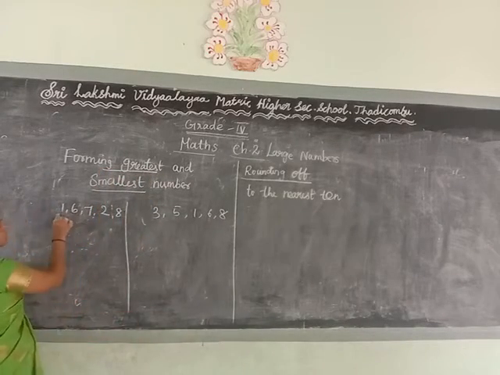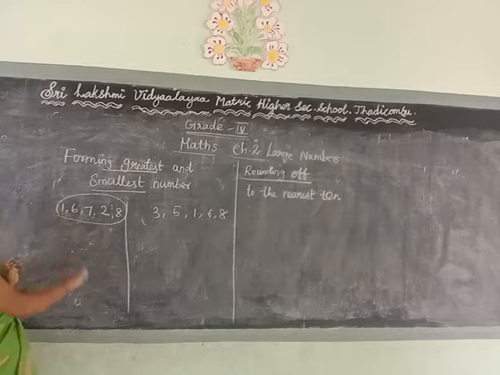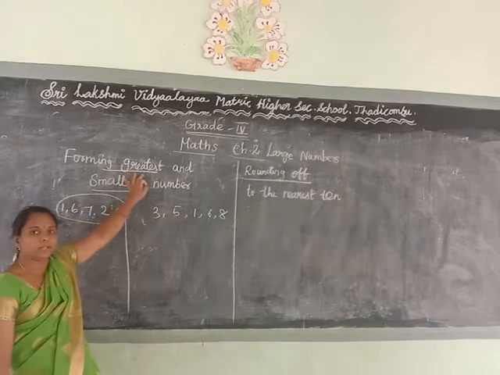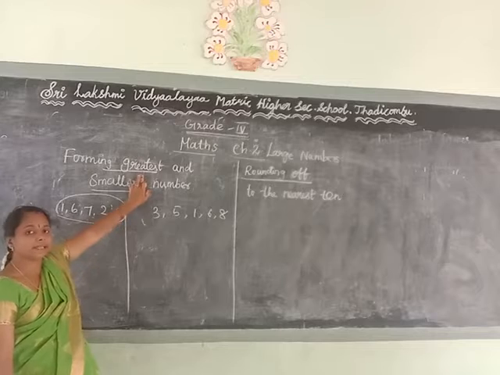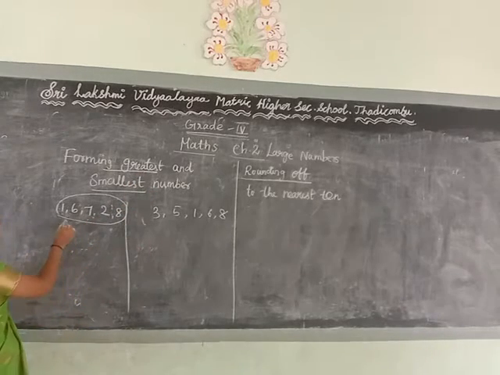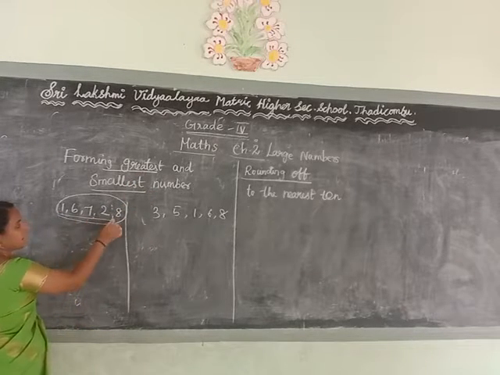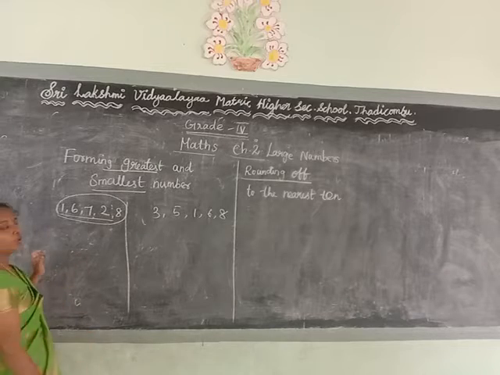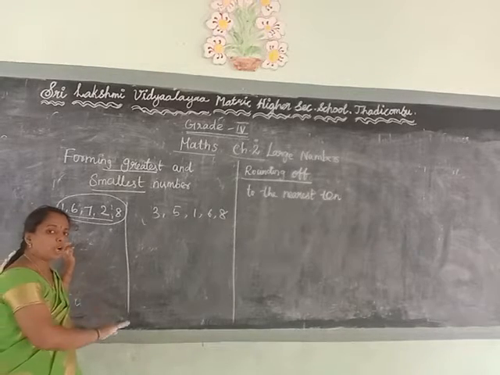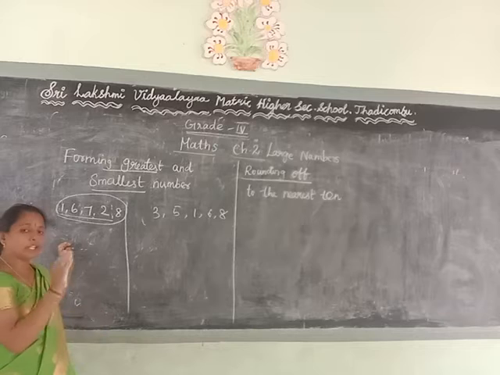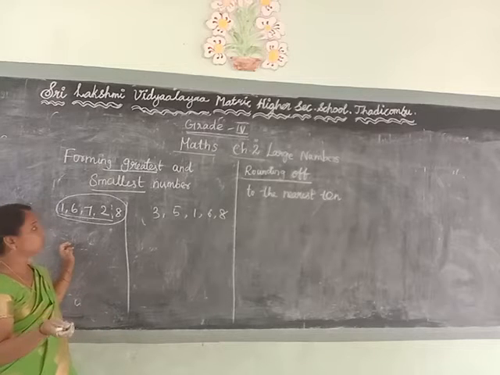So using these numbers, first we are going to form the greatest number. See here, for the greatest number we have to see, as we already know, ascending order means small one to big one, descending order means big one to small one. Yes or no? So like that.